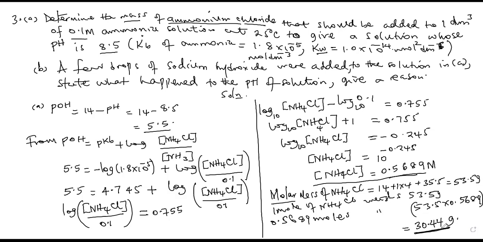Then for part B, we want to know if you add a few drops of sodium hydroxide to the solution, what would happen to the pH? What would happen to the pH? My answer would be the pH almost remains constant. Reason: the sodium hydroxide added contains hydroxide ions, which are going to combine with the ammonium ions to produce ammonium hydroxide, or ammonia solution in water, keeping the pH almost constant.